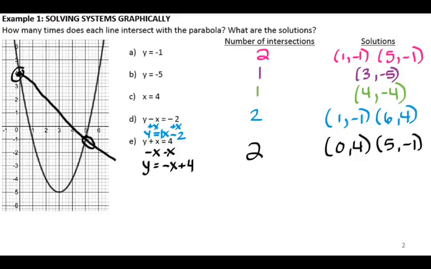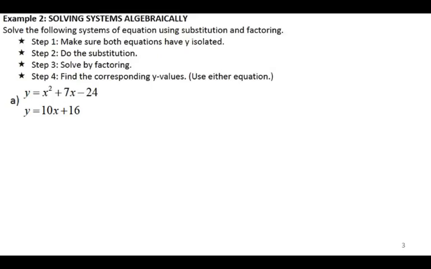Alright, so that's how you do it when I give you the graph and some lines. You're graphing each of those lines and then checking to see how many times they intersect and what those intersections are. So that's solving graphically. The next thing we're looking at is solving algebraically. There are 4 steps, and we're going to walk through all 4 steps.